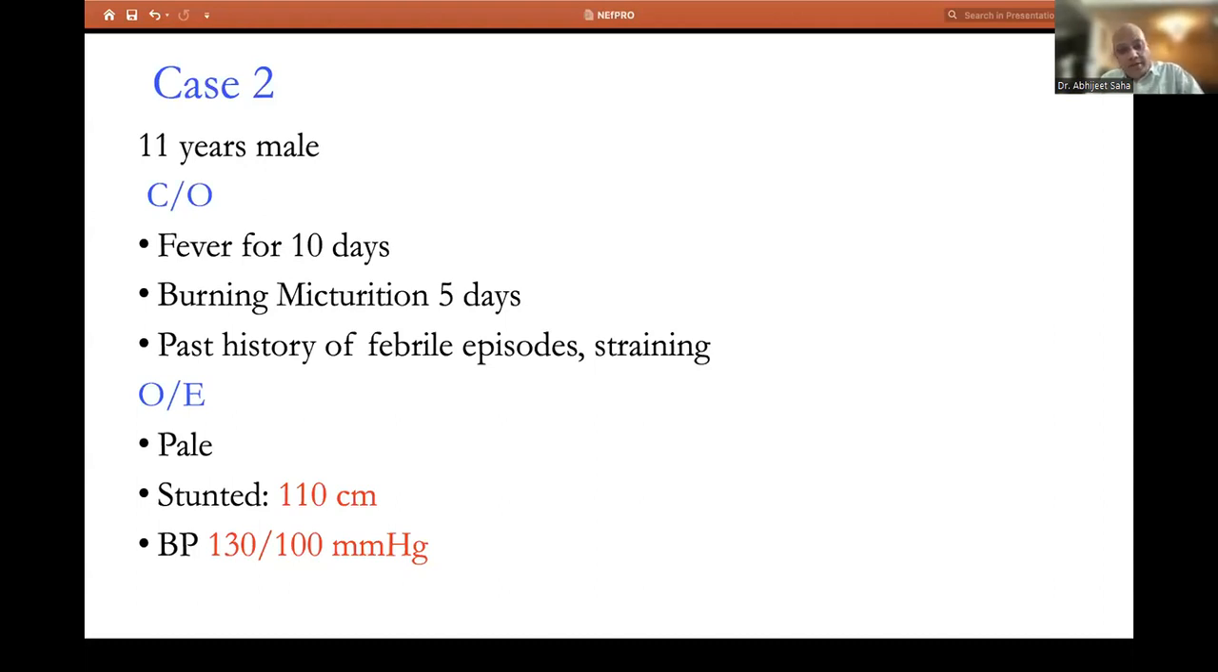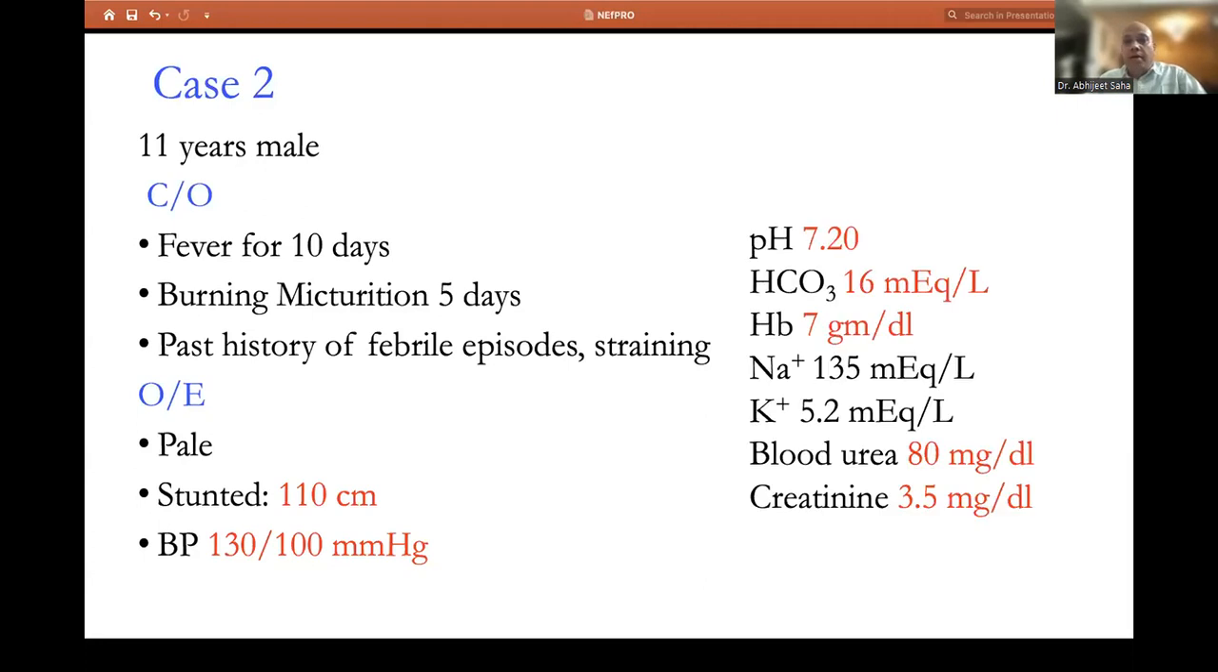The blood pressure of the child is also raised. So the child was hypertensive, clearly 130 by 100 millimeter of mercury. Some of the investigations which were done in the emergency room showed pH of 7.2, bicarbonate of 16 milliequivalents per liter. The child had a hemoglobin of 7 grams per dL. Potassium appears on the higher side, 5.2 milliequivalents per liter. And the urea was also raised. Here the blood urea was 80, but the serum creatinine was 3.5 milligrams per dL.